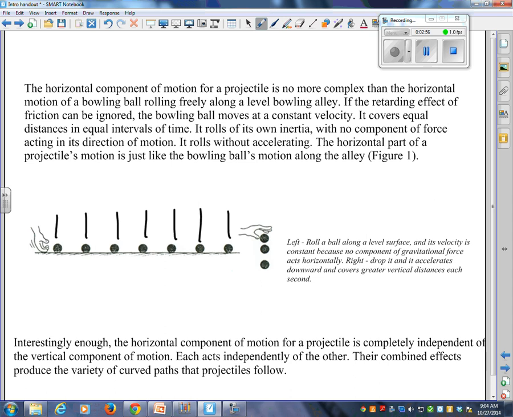And the same is true when you project something. You remember from Thursday when we had the picture of the guy throwing the tennis ball in the garbage can, and we looked at the picture and we decided that those horizontal distances appeared to be very much the same. Interestingly enough, the horizontal component of motion for a projectile is completely independent of the vertical component of motion. Each acts independent of the other. There's that idea again. Their combined effects produce the variety of curved paths the projectiles follow.